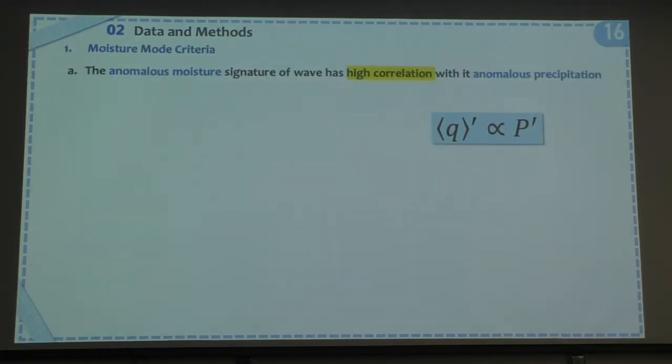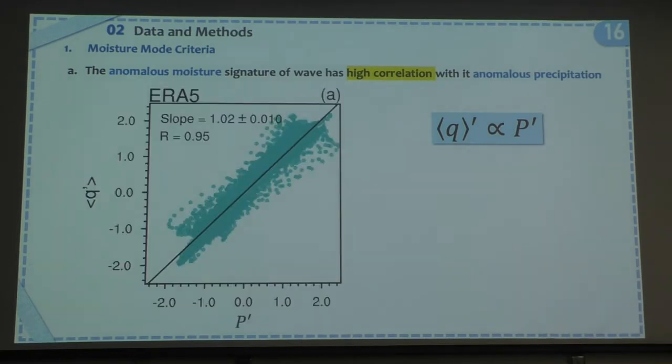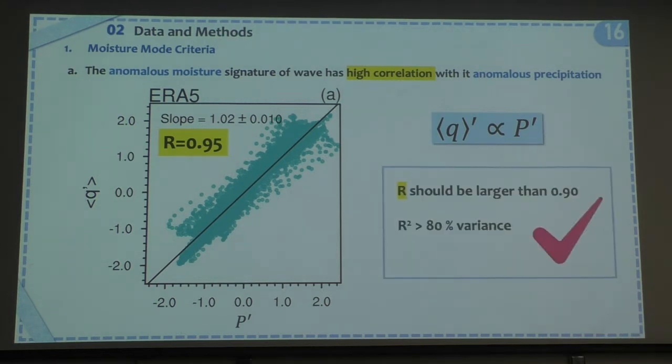About the moisture mode criteria, firstly, the moisture anomaly has a high correlation with precipitation anomaly. We will use the scatter plot to calculate this result. You can see that in the observation, both variables have a high correlation, close to 0.9. We think the correlation should be larger than 0.9, which means 80% of the data satisfy this criteria.